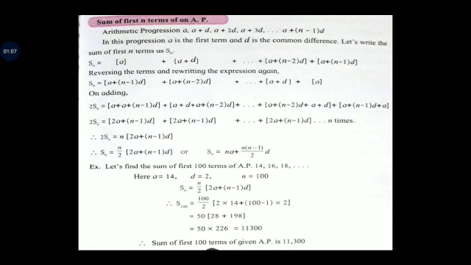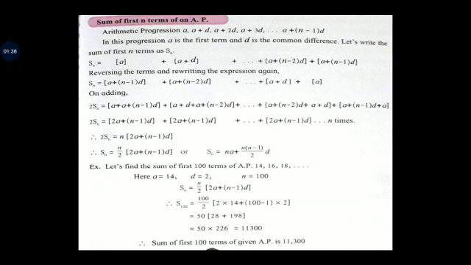So here your first term is 14. The common difference between the terms is 16 minus 14, that is 2. And your first 100 terms, that means your n here is 100. So by using the formula Sn is equal to n by 2 into bracket 2a plus (n minus 1) into d, you have to put in the values and find the sum of first 100 terms.